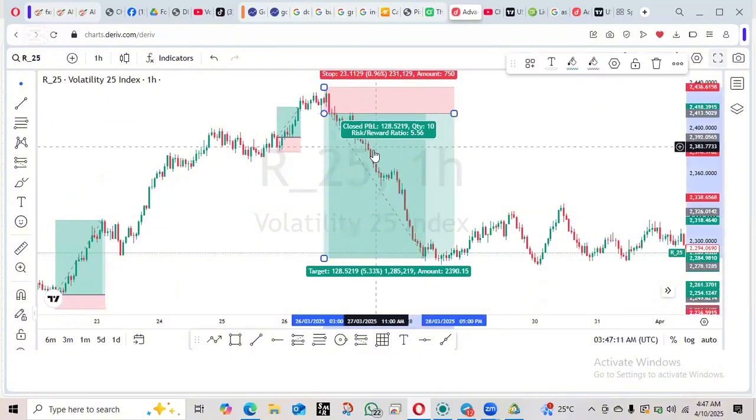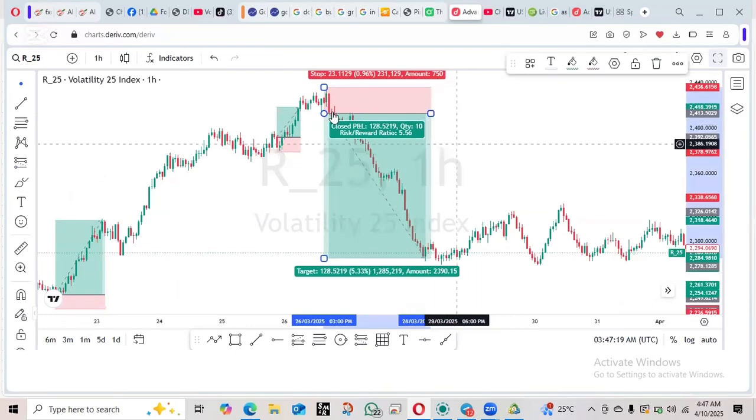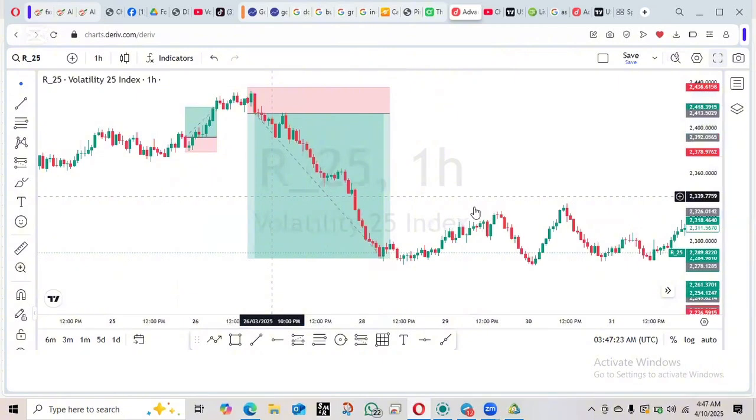Okay, so look at it. In this case we have a 1:5.5 risk reward ratio. Let's just say 1:5 risk reward ratio. Okay, so this one, massive profit.